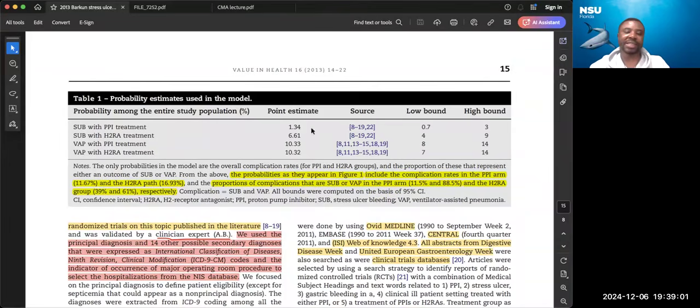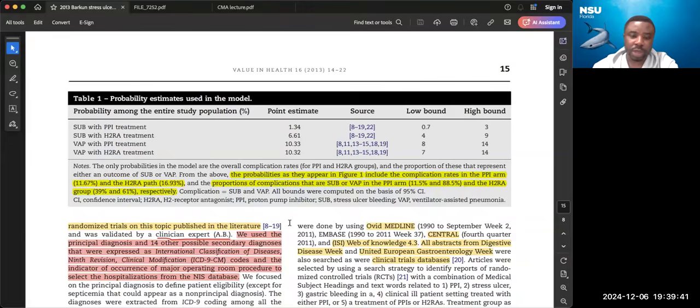And I remember that these are estimates. So in the research studies, they found that, for example, the 1.34 was within a range of 0.7 and 0.3. So in the sensitivity analysis, we are going to vary this number within 0.7 and 0.3. We are also going to vary 6.61 between 4 and 9. And for the 10.33, we'll do it between 8 and 14. We'll do the same thing with this.